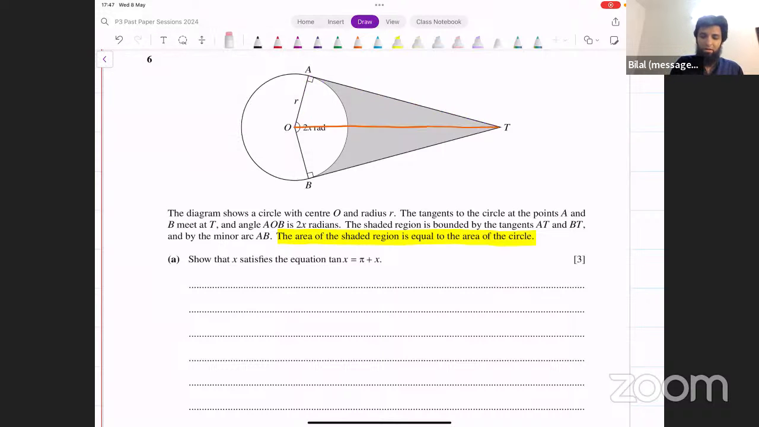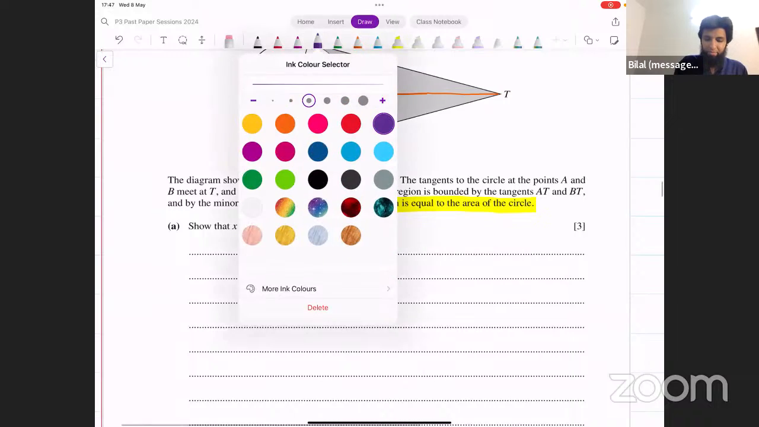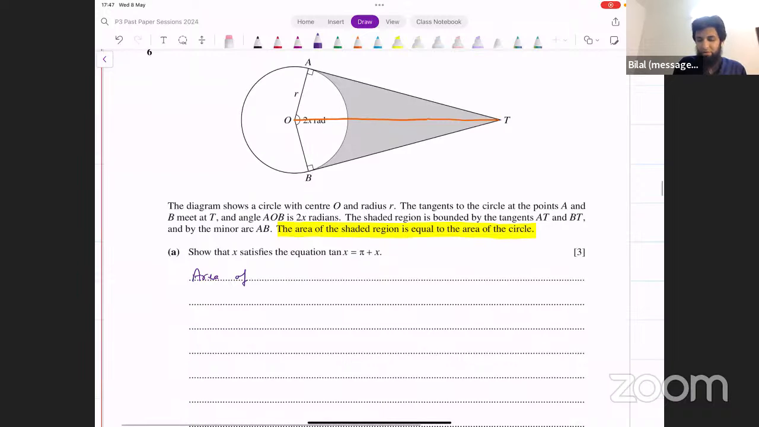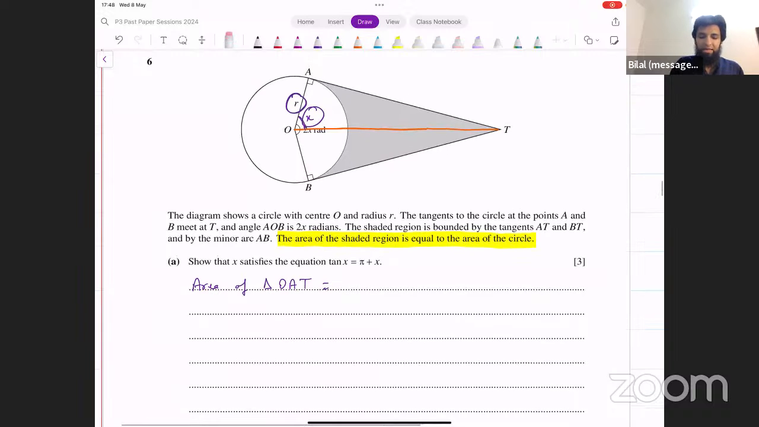Let's find the area of the kite. Let's find the area of the triangle OAT first. What would that be? If this angle is 2x, we know that this angle is going to be half of that. That's a property of a circle: for tangents coming from outside the circle, these angles are bisected like this. This angle is going to be x. So in this triangle, you know one side and you know this angle x.